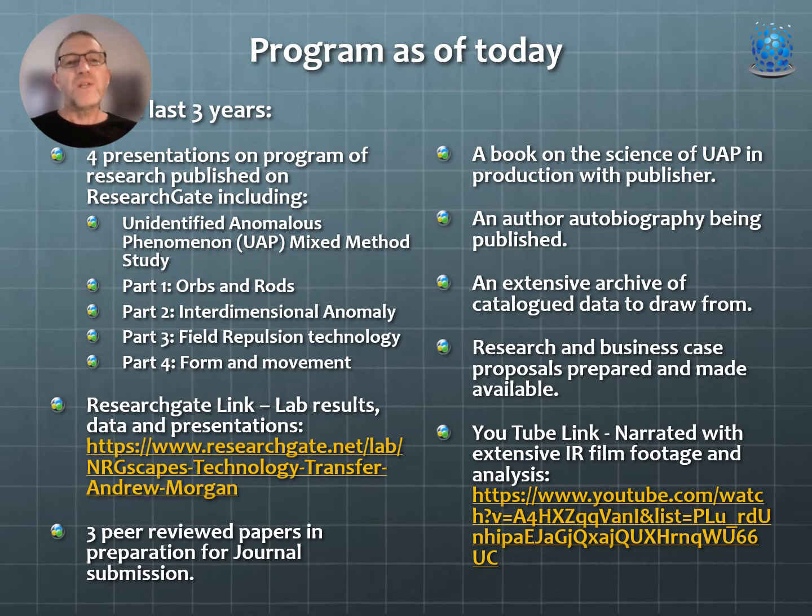So the program as of today, what we've got over the last 3 years is 4 presentations on the program of research published on ResearchGate. That includes four parts to the study: orbs and rods, the interdimensional anomaly, field repulsion technology, and form and movement. Now on ResearchGate, we've published all those lab results as the four presentations, data, and camera or frame stills extracted from IR video footage.